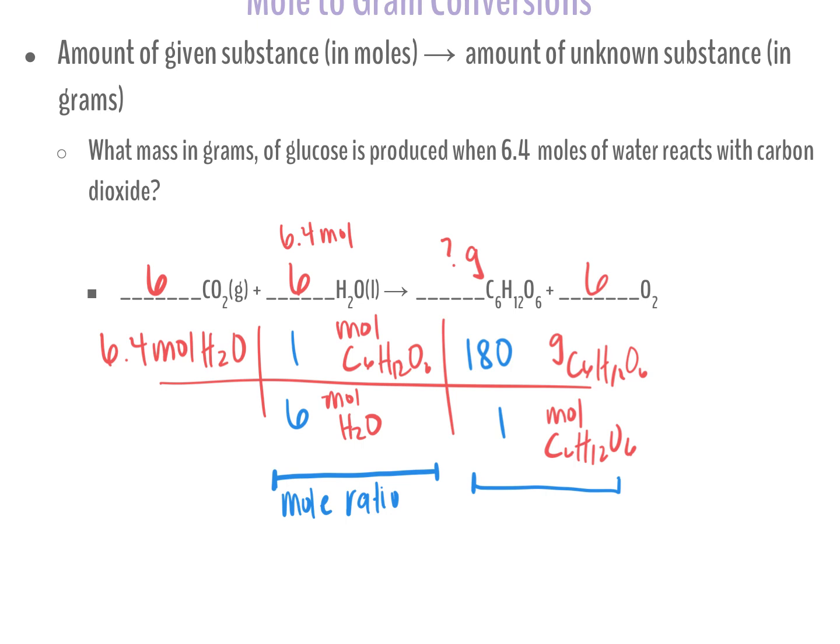Okay, so once I'm here, I'm going to check. Moles of H2O is canceled. Moles of glucose is canceled. Grams of glucose is what I want to end up in. And so now I do my math. I multiply across the whole top, divide by the whole bottom, and I get a value of 192 grams of glucose.